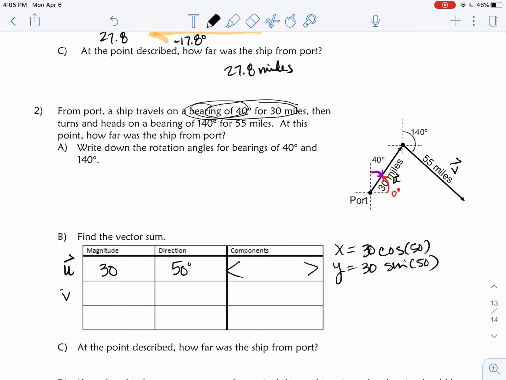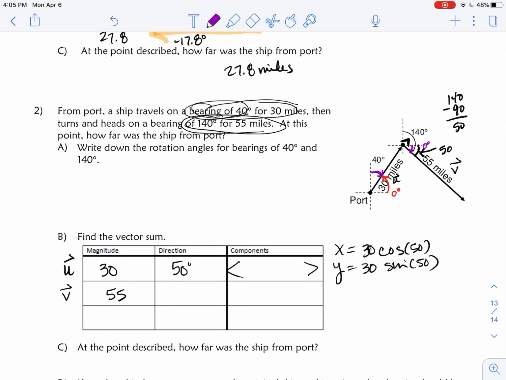And then the second vector, we'll call this vector v. U and v are just so common with these vectors, so I'm just going to keep up with that. And that one is on a bearing of 140 for 55 miles, so I know my magnitude's 55. And let's just think about this. If my bearing is 140 and that's from the north, I need to figure out the rotation angle. So this is 90 degrees. So 140 minus 90 is 50 degrees. So this angle, this amount is 50 degrees.